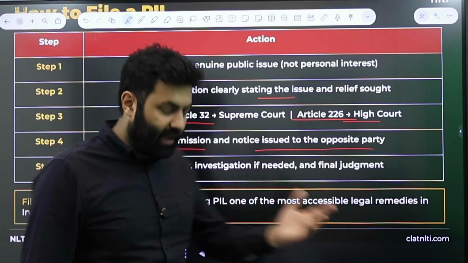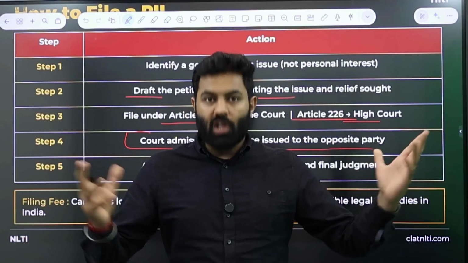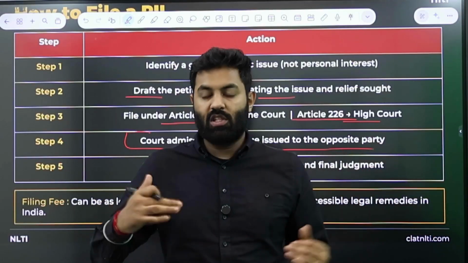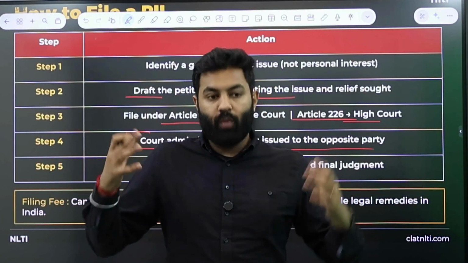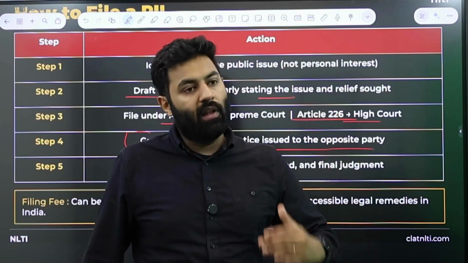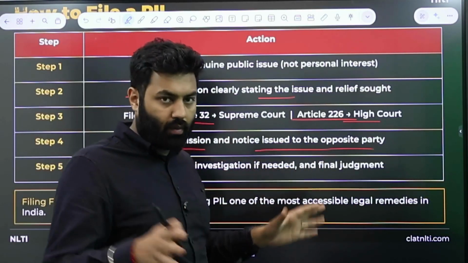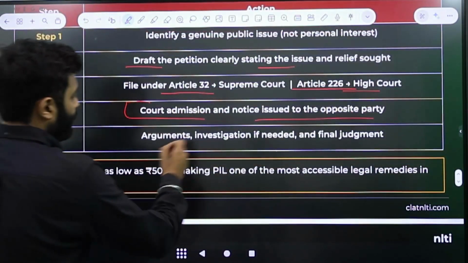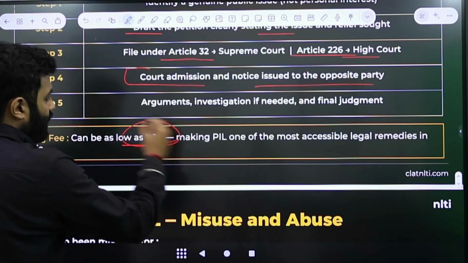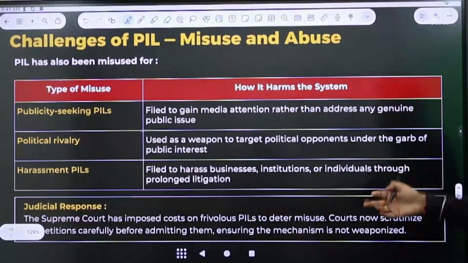So whosoever you are filing against, let's say there's construction going on in the riverbed, and a private company is constructing, let's say, a resort in the riverbed, which is very dangerous during the monsoon. When the river tries to expand, that can create floods, right? So if you file a PIL, the court will let the other party know that a PIL has been filed against you, and now you need to state your side of the story, right? Step five, arguments, investigation if needed, and final judgment, right? The filing fee can be as low as 50 rupees, making PIL one of the most accessible legal remedies in India.